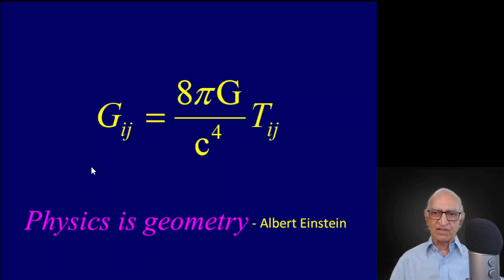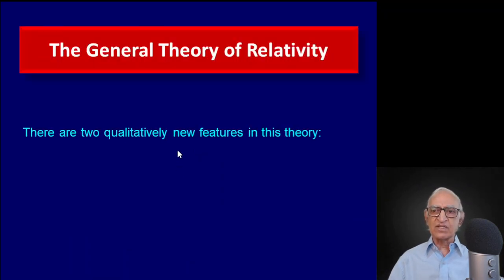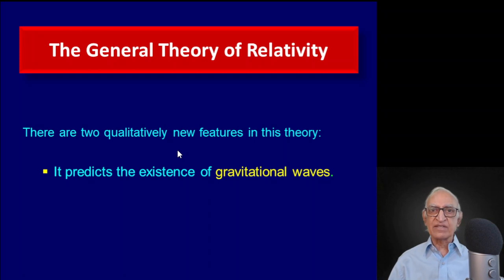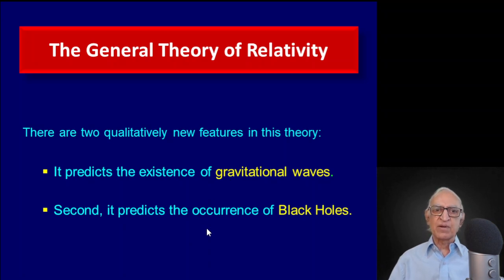1915, when on the 25th of November, Einstein published his famous general theory of relativity, the new theory of gravity. And the essence of this theory was that gravity is just geometry. Gravity is not a force. Now, there are two qualitatively new features in this theory of general relativity. One, it predicts the existence of gravitational waves. We shall discuss this a few lectures from now. Second, it predicts the occurrence of black holes. That black holes are natural consequences of the new theory of gravity became clear within a month after Einstein published his paper.